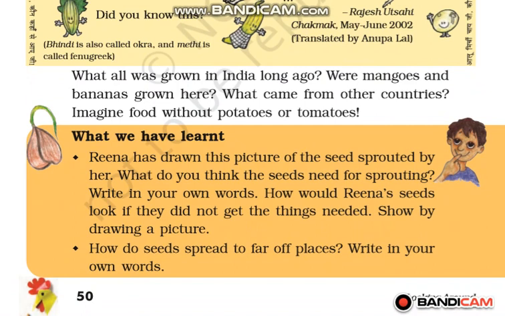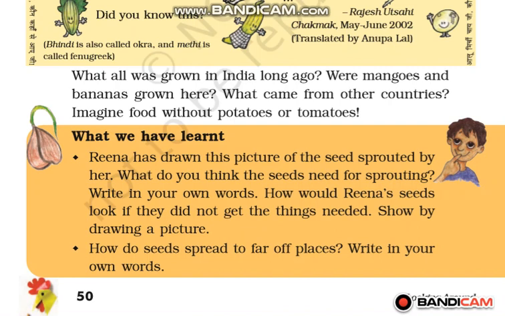Reena has drawn this picture of the seed sprouted by her. What do you think the seed needs for sprouting? Again, this is for your revision. What are the things that are needed for sprouting? Students, it is air and moisture. Write in your own words, how do Reena's seeds look if they did not get the things needed? If these seeds do not get air and water, how will they look? Just imagine and draw the picture.